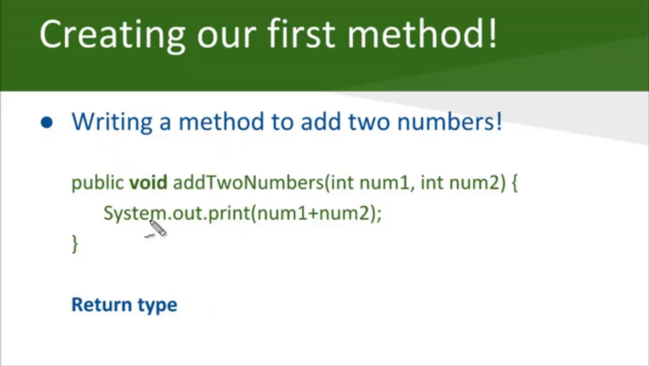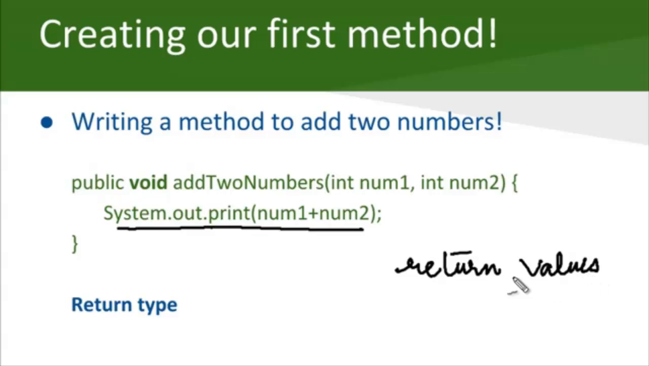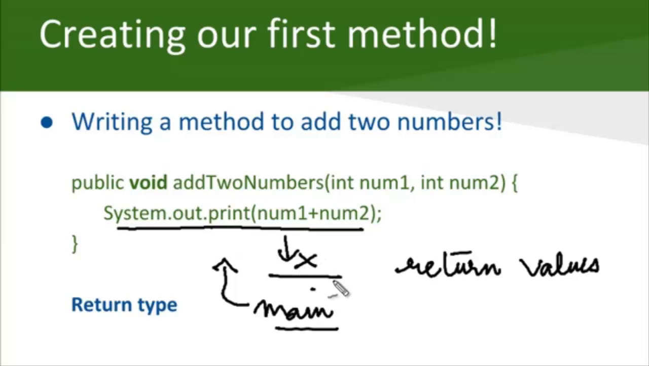So what this particular method is doing, it is printing something. Now there are methods which return values to the point from where they were called. So in our main function, when we call this method called add two numbers, this method is just printing something. It is not returning anything. So the return type of this method is called void.